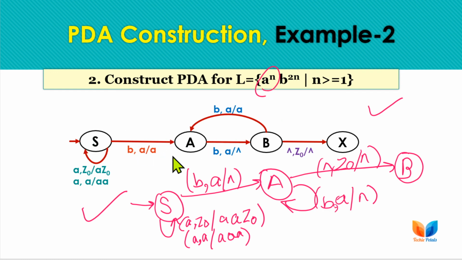Now the first option was just to read one A and keep the same stack top, and for the second B we will be replacing it with null. Okay, we are performing the pop operation for the second B but keeping the same stack top for the first A. So you can go with either option.